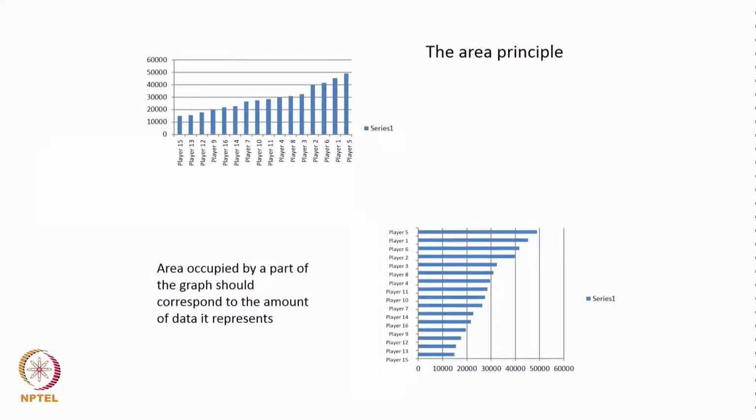There is this very simple idea called the area principle, which is important in a bar chart. So, whenever we draw a bar chart, we need to observe two things.